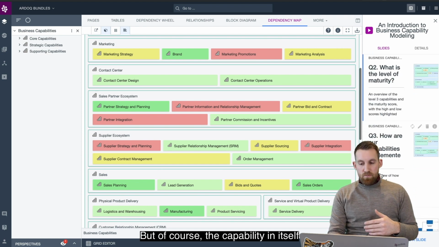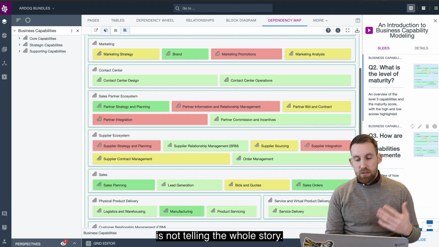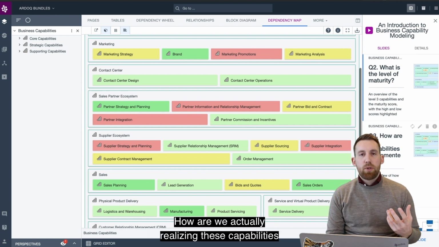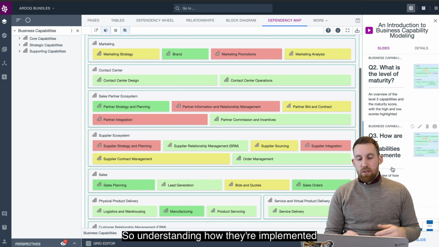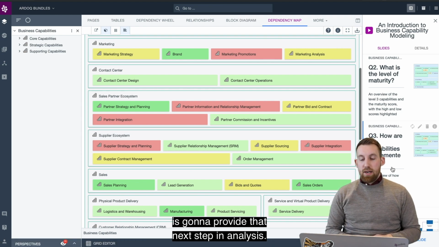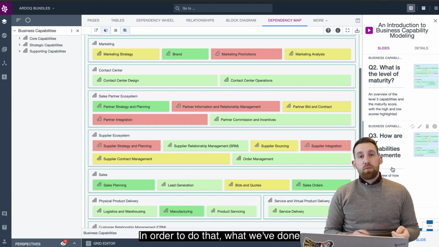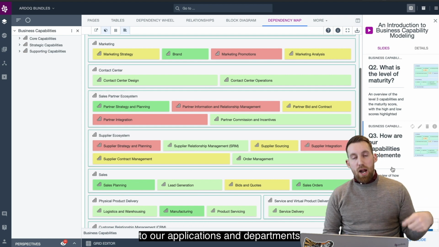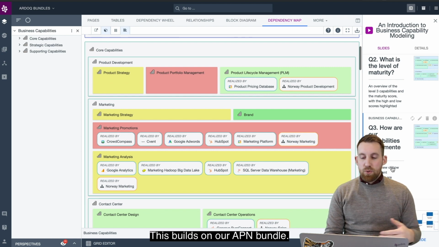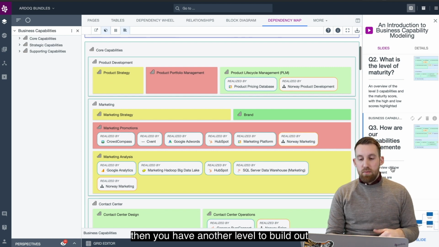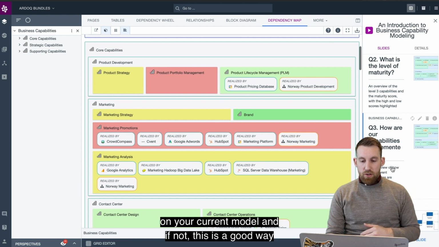But of course, the capability in itself is not telling a whole story. How are we actually realizing these capabilities where it really matters? So understanding how they're implemented is going to provide that next step in analysis. In order to do that, what we've done is we've actually connected our capabilities to our applications and departments that are realizing them. This builds on our APM bundle, so if you're already using that, then you have another level to build out on your current model.